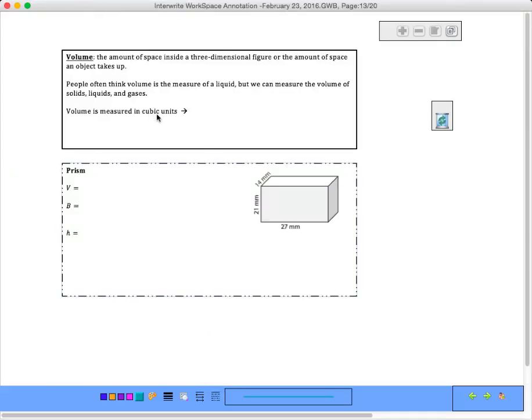Alright, so volume is the amount of space inside a three-dimensional figure, or the amount of space an object takes up. It can be solid, liquid, or gas. How much room you have inside. Okay, so volume here, we're going to put volume equals, I was using purple for prisms. Volume equals the area of the base times the height. So we're going to put big B times H.